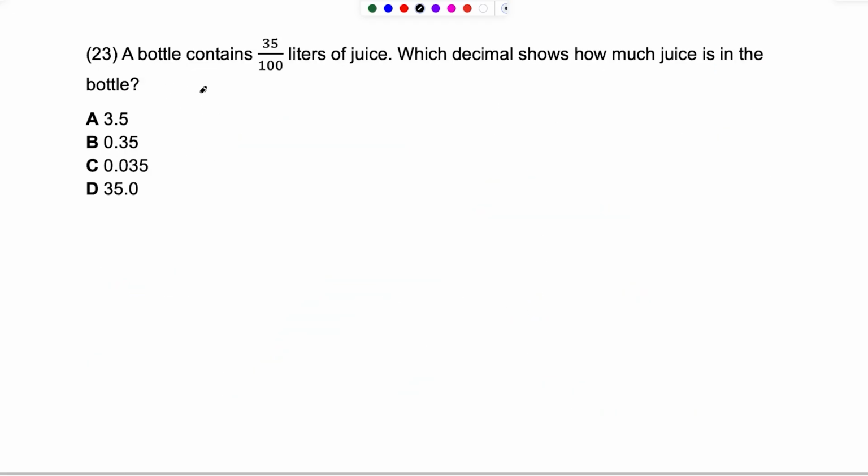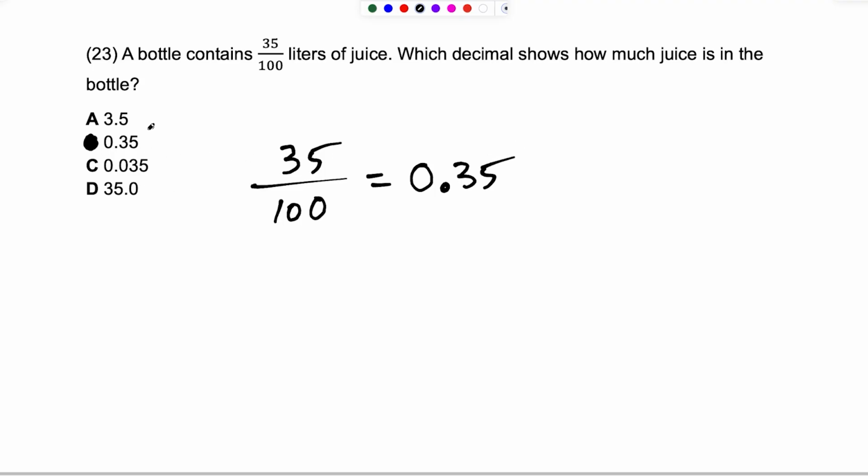Question 23, a bottle contains 35 over 100 liters of juice. Which decimal shows how much juice is in the bottle? So for this question, we should know that 35 over 100 is 35 hundredths. And as a decimal, that's 0.35. Okay, so for this one, choice B is our answer.